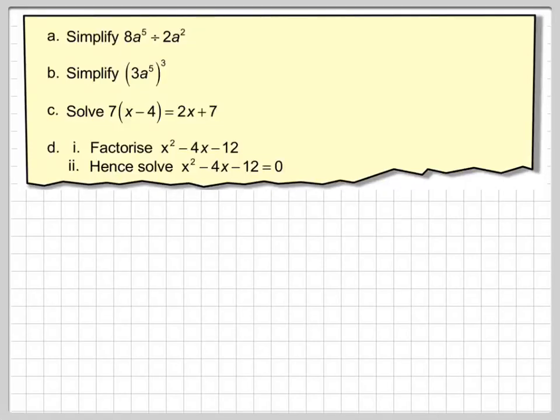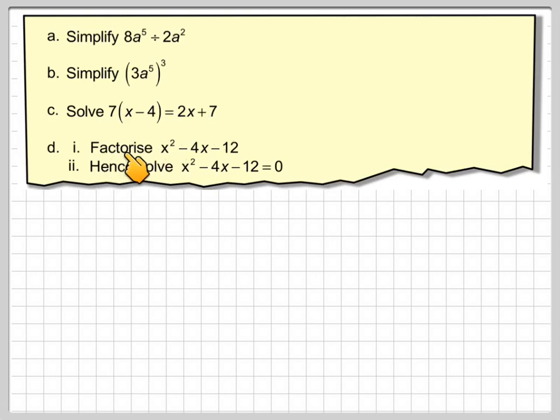Right, in this video we have some typical algebra type questions which have been grouped together. So it says simplify 8a to the power of 5 divided by 2a squared. Simplify 3a to the power of 5, all cubed. Solve, so that's rules of indices, solve the linear equation 7 brackets x minus 4 is equal to 2x plus 7.